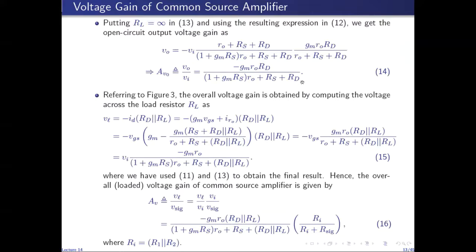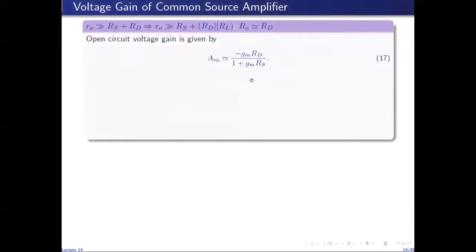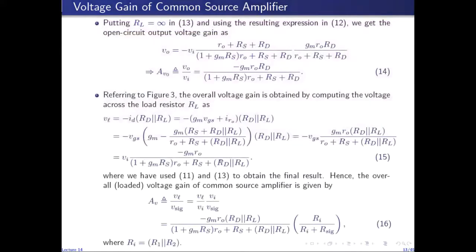Since small r naught is much greater than RS plus RD, the sum of the first term, small r naught, and the third term, RS plus RD, is approximated by r naught. So we'll be left with this term in the denominator and this term in the numerator. R naught gets cancelled with r naught, and we'll be left with minus GMRD over 1 plus GMRS. So this is the more commonly found expression for the open circuit voltage gain of common source amplifier.